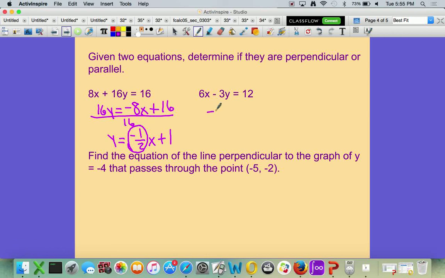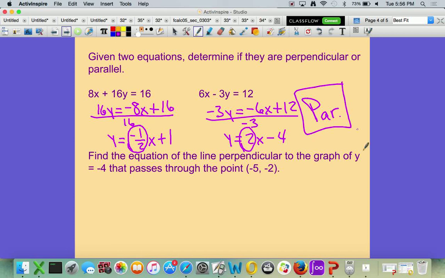For our other one, we're doing the same thing. We move the 6x over. So negative 6x plus 12, divide by negative 3. y equals 2x minus 4. Now our slope for this one is a positive 2. They're obviously not parallel because the slopes are not the same, but are they perpendicular? If we were to flip this one, this would become 2 over 1, and then we flip the sign, so it would be a positive 2. That would match that one. So these are perpendicular lines.